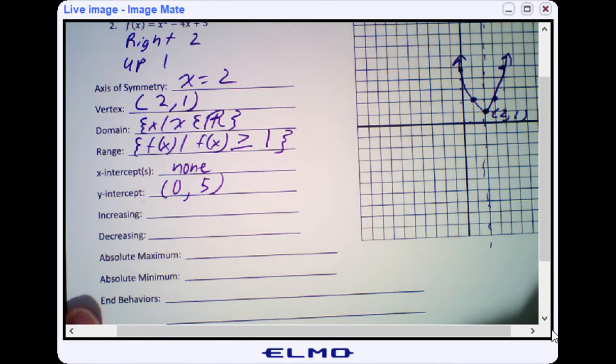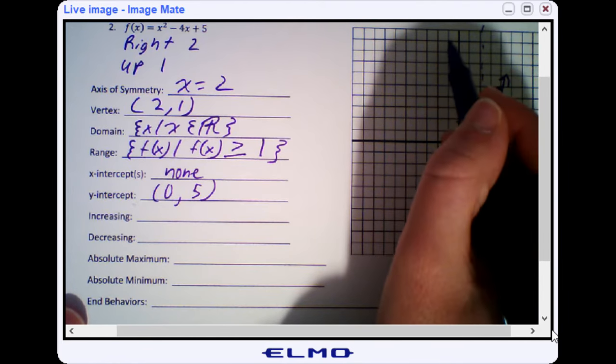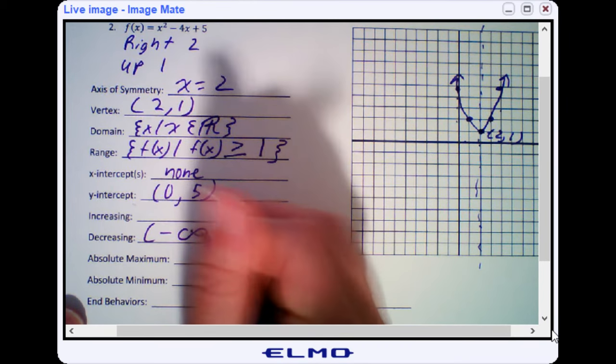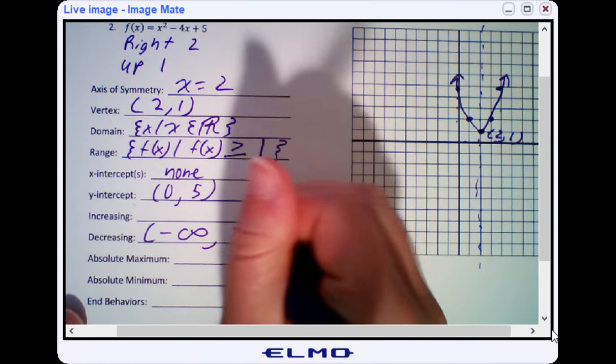Increasing, decreasing, we read the graph from left to right. So as I am starting on the left side, I'm starting with a decrease. I'm starting somewhere to the left, so that's negative infinity. I am going into my vertex. The x value there is 2.